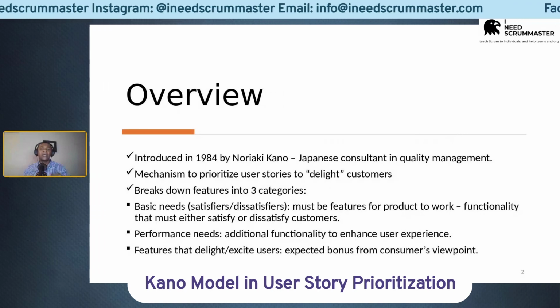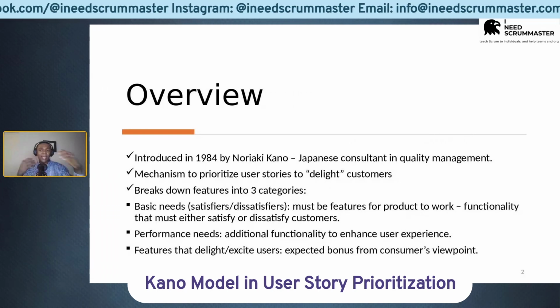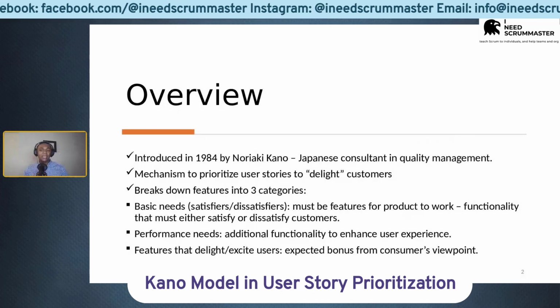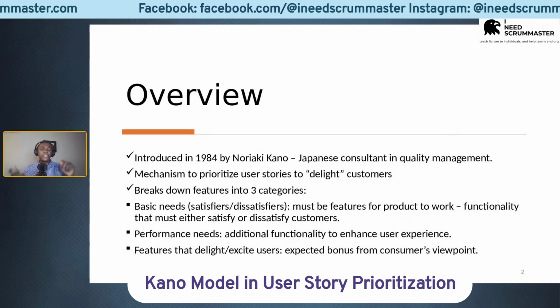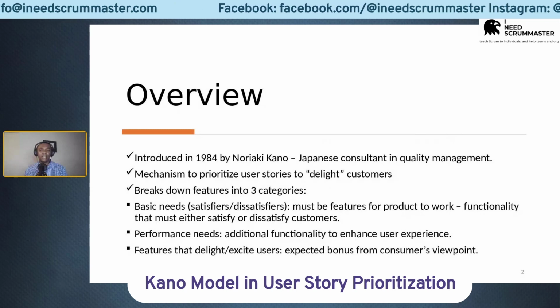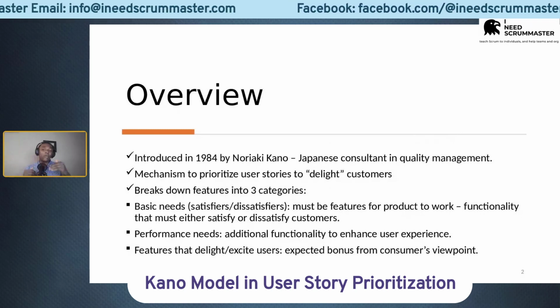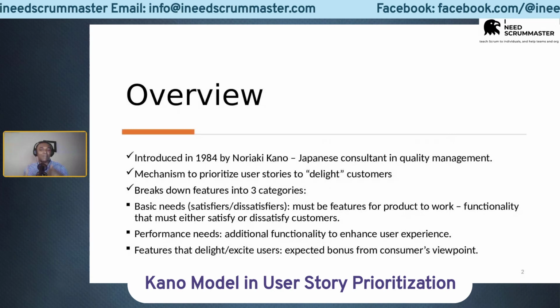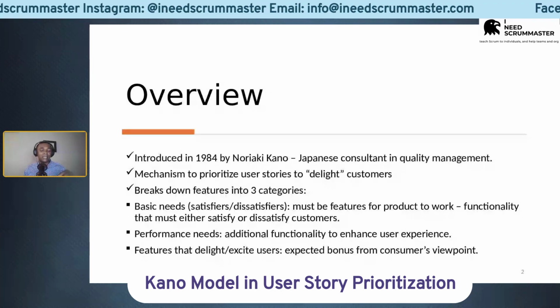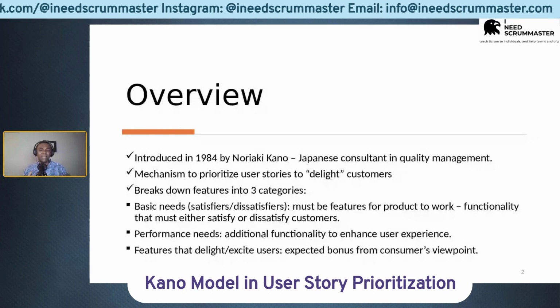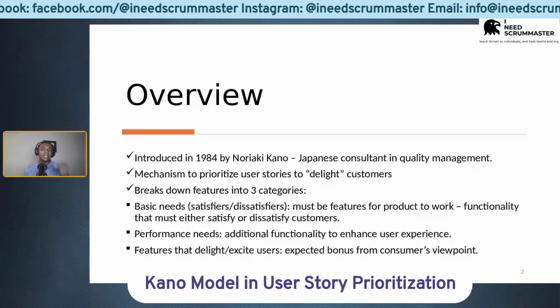Now, it went further to enhance some of the features there. And we started having touch screen, we started having flipping, we started having those things that were enhancing the basic things that were already available. Now, the second thing when it comes to the Kano model is the performance need, which is the additional functionality.